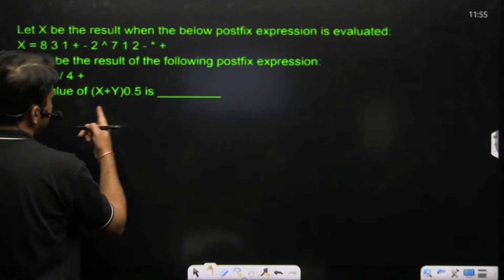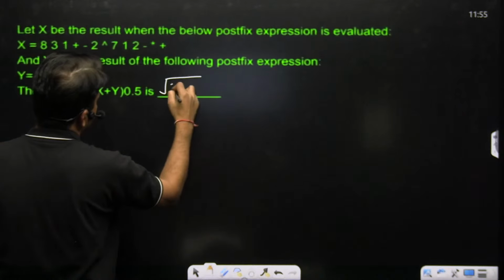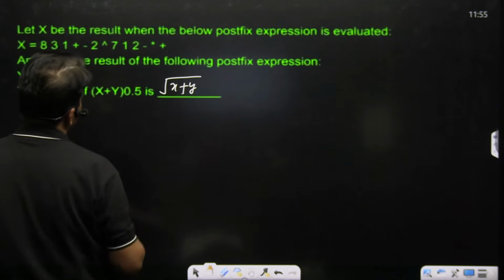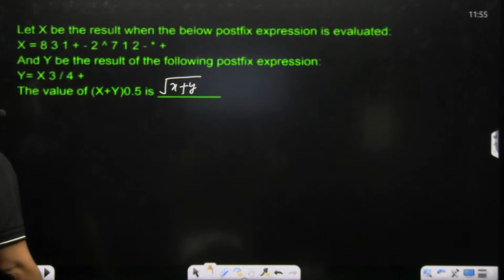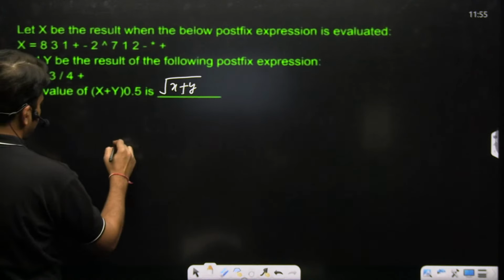So basically this is asking about you, sir, under root of x plus y. ये पूछा गया है, ये पावर में है. Okay. So first evaluate x, then y, and then x plus y square root. So now first calculate बच्चे x.